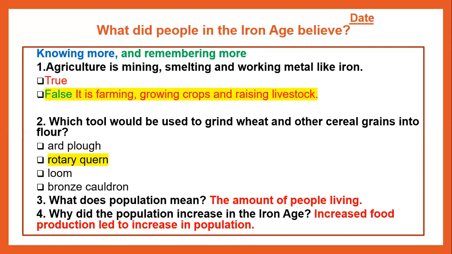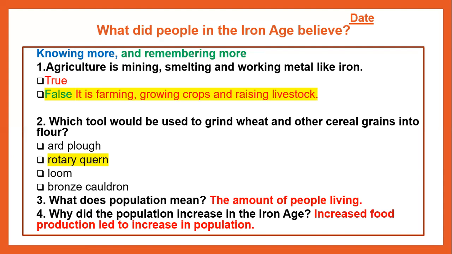Number 1, agriculture is mining, smelting and working metal like iron. Now, that is false. It is farming, growing crops and raising livestock. Number 2, which tool would be used to grind wheat and other cereal grains into flour? And that's a rotary quern.